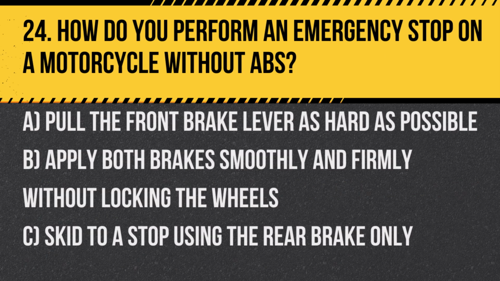Question 24. How do you perform an emergency stop on a motorcycle without ABS? A. Pull the front brake lever as hard as possible. B. Apply both brakes smoothly and firmly without locking the wheels. C. Skid to a stop using the rear brake only.